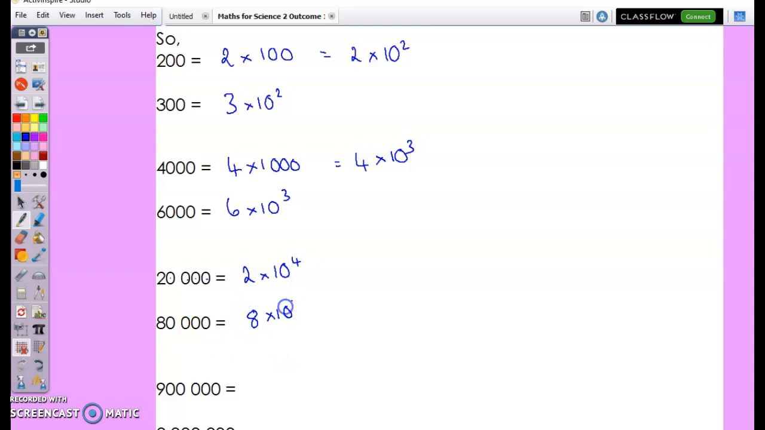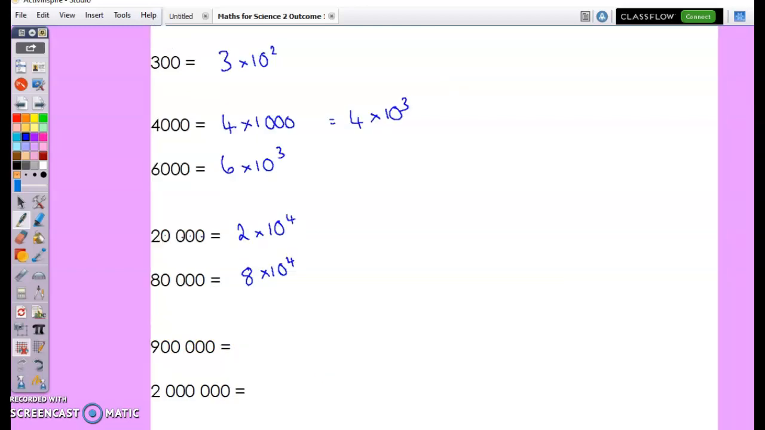80,000 would be 8 times 10 to the power of 4. 900,000 would be 9 times 10 to the power of 1, 2, 3, 4, 5. And 2 million would be 2 times 10 to the power of 6.